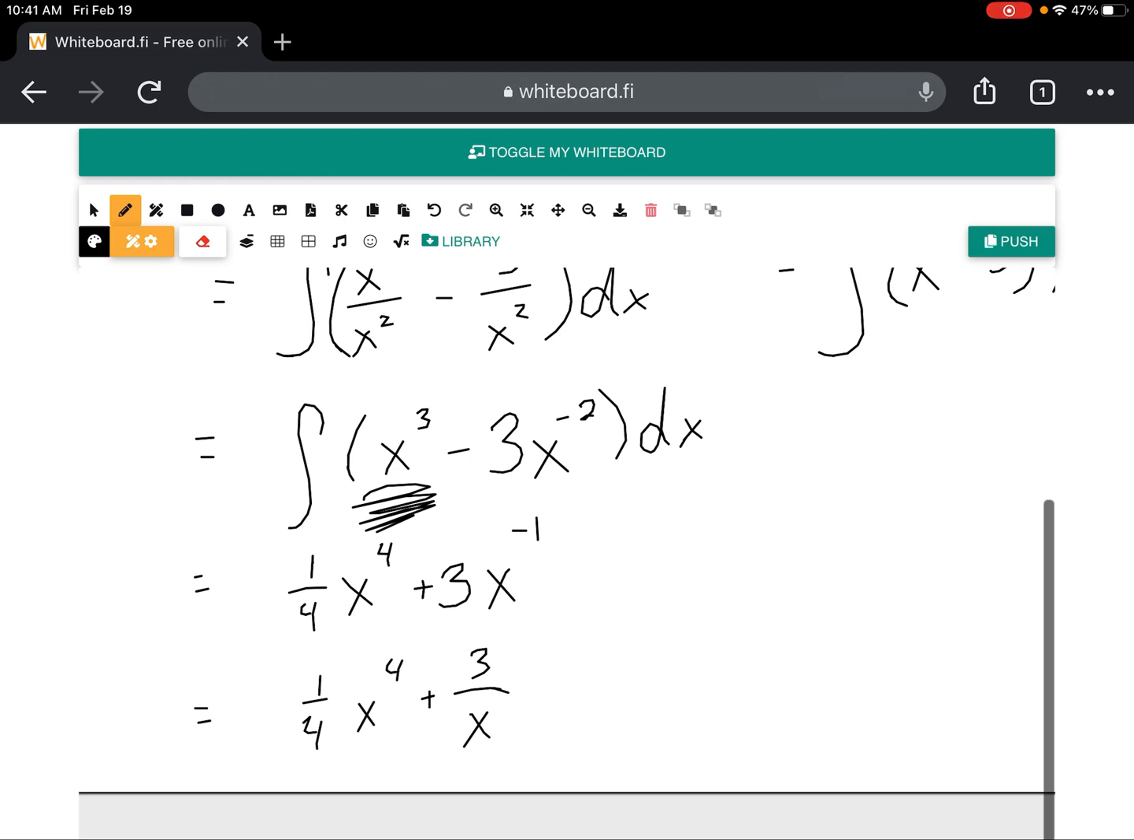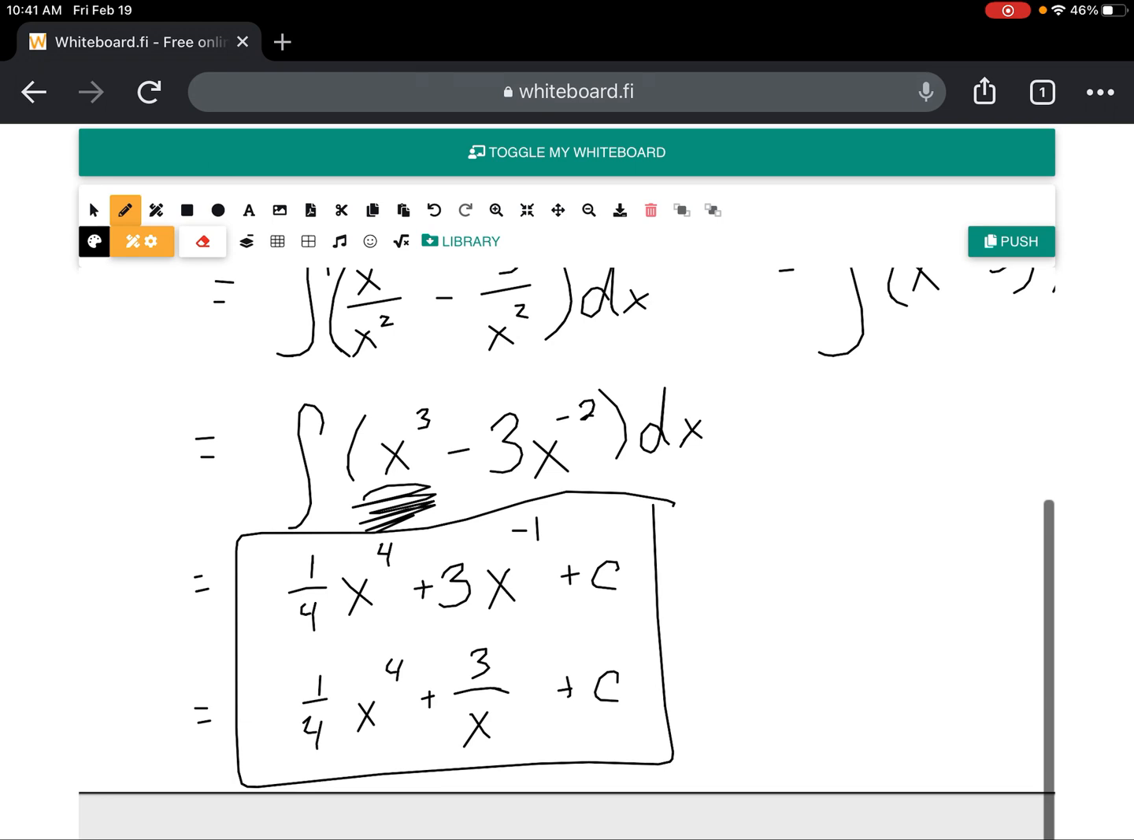Okay, but there's a problem. We're missing something. What are we missing? The plus c. Yes, plus c. So after you take that integral, you should have a plus c at the end of your answer. So either one of these guys would be totally fine.